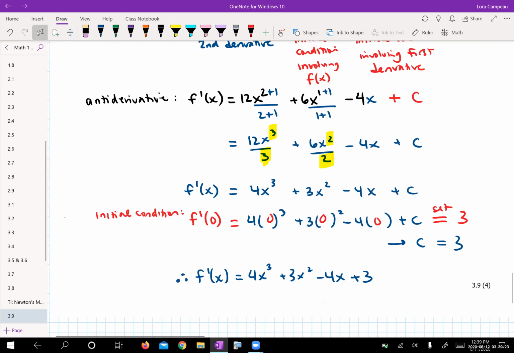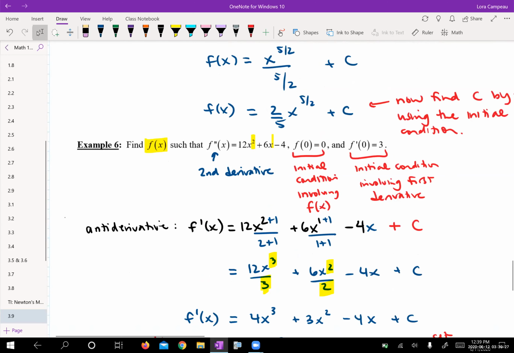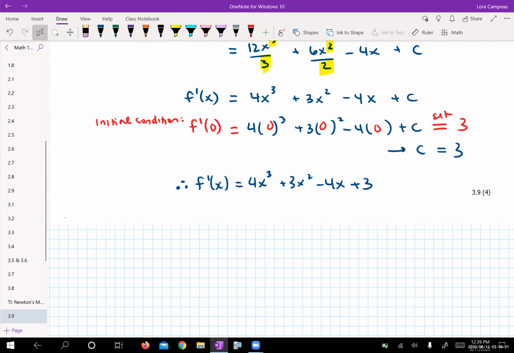Now, that's pretty good, but let's just check. They wanted us to find f of x, not the first derivative. But we can work backwards now, one more time. Let's look for the antiderivative, and the antiderivative of f prime of x should be f of x this time around. And now, let's see if we can incorporate that shortcut. These are all power functions, sums and differences of power functions.